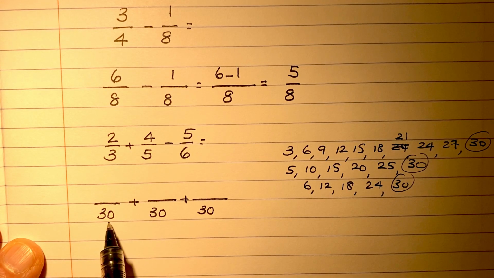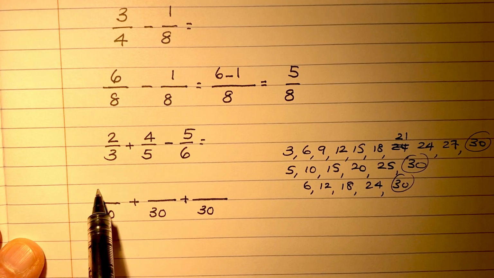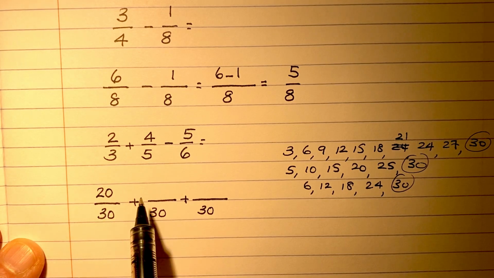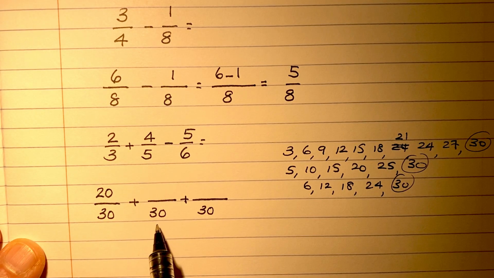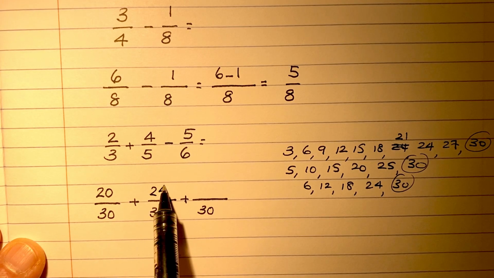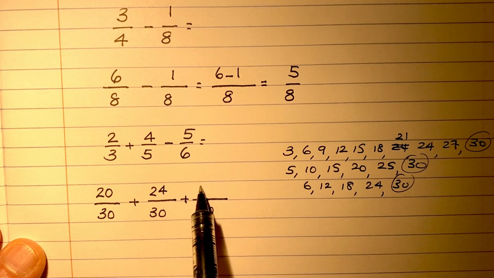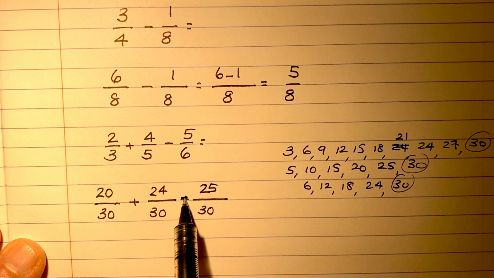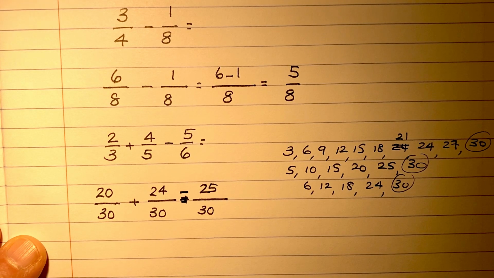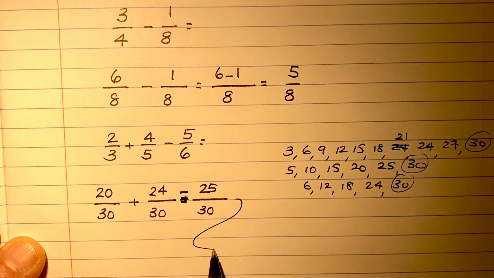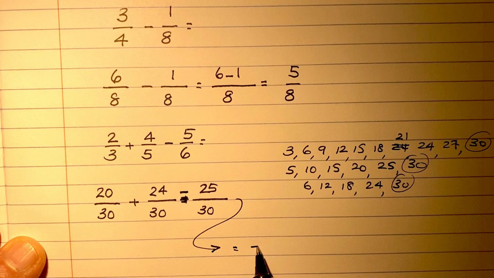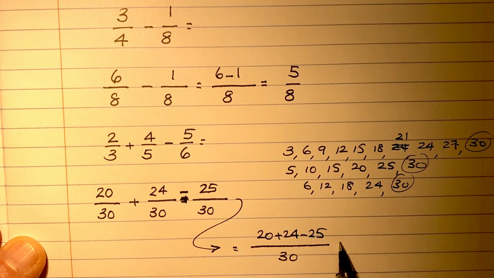3 has become 30. That means times 10. Multiply the top by 10, 2 becomes 20. 5 has become 30, that's times 6. So 4 times 6. 6 has become 30, times 5. I have made a mistake here. There should be a minus between them. Okay, so the answer would be 20 plus 24 minus 25 over 30, which would be 19 out of 30.